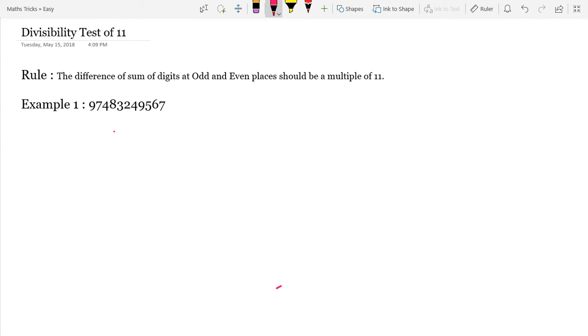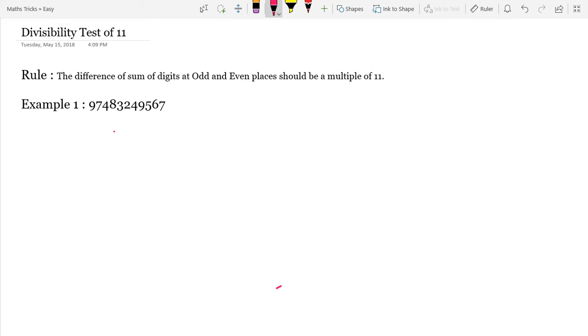We are doing the Math Trick series, and in this series we are going to learn about the divisibility test of 11. In our previous lecture we learned about the divisibility test of 2, 4, 8 and 16. I hope you guys understood that. If you didn't, you can watch that video again before watching this video. In this video we are going to only talk about the divisibility test of 11.